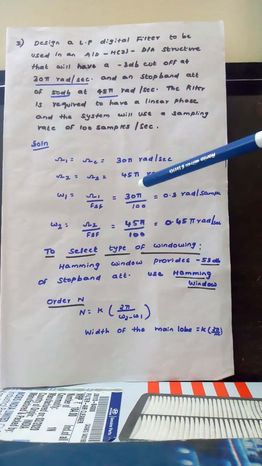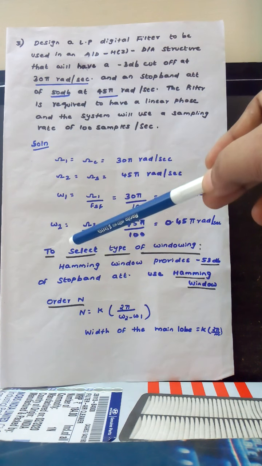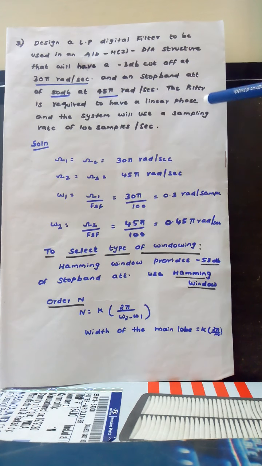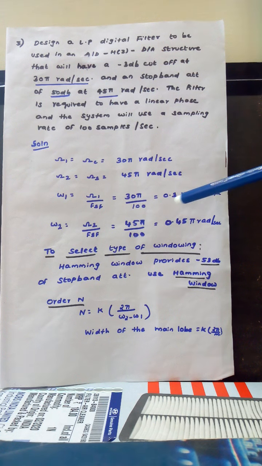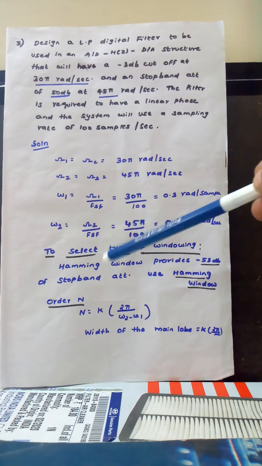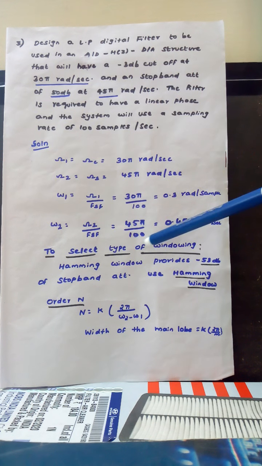So this is in analog, so we have to convert it into a digital frequency, that is omega 1 and omega 2. We convert by dividing the analog frequency by the sampling rate, which gives the digital frequency. So omega 1 is 30 pi divided by 100, that is 0.3 pi radian per sample, and omega 2 is 45 pi divided by 100, that is 0.45 pi radian per sample.